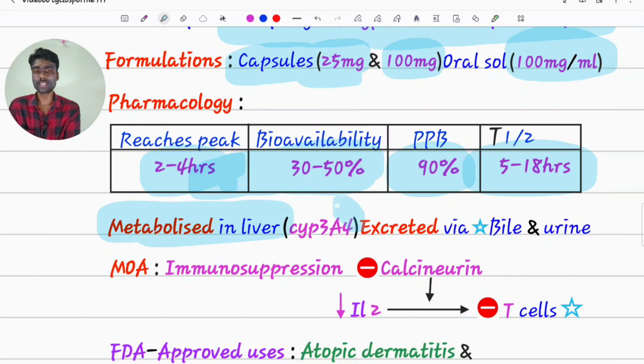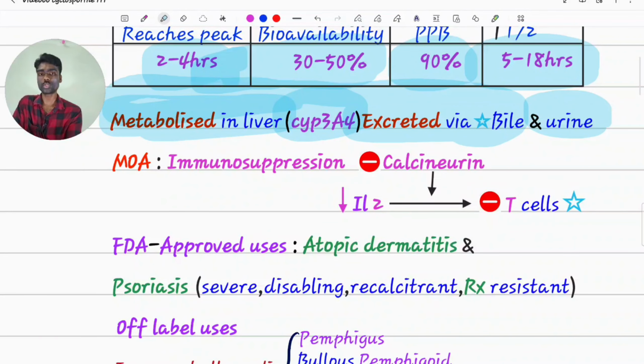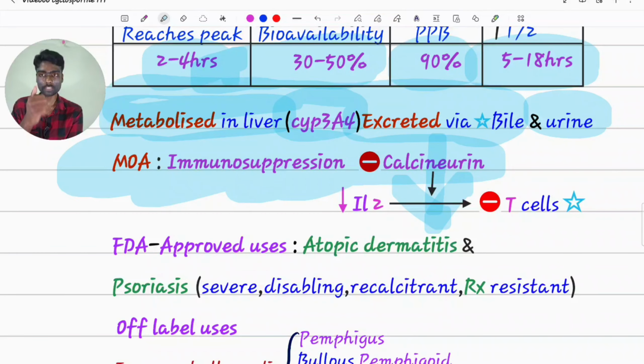Metabolized in liver via CYP3A4 enzyme and excreted via liver only, that is bile and through feces. Very least amount, that is 6%, is excreted through urine. Main mechanism of action is immunosuppression via calcineurin inhibition. If calcineurin gets inhibited, it leads to inhibition of nuclear factor of activated T cells, which leads to downregulation of inflammatory mediator interleukin 2. It inhibits T cells. T for interleukin 2, T for T cells.